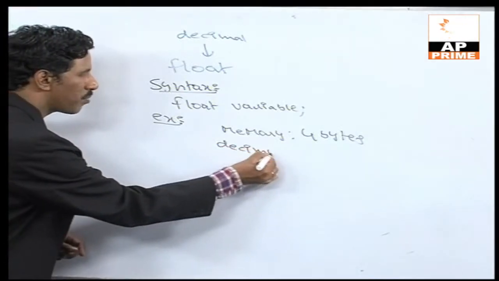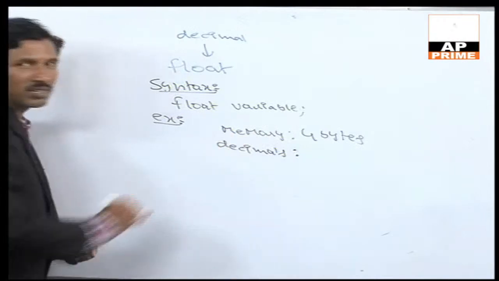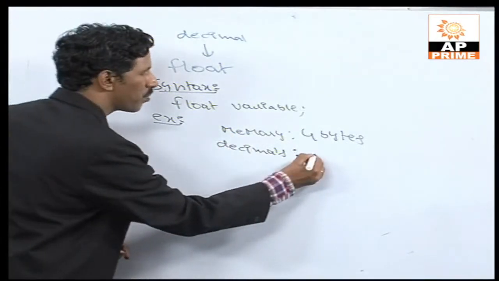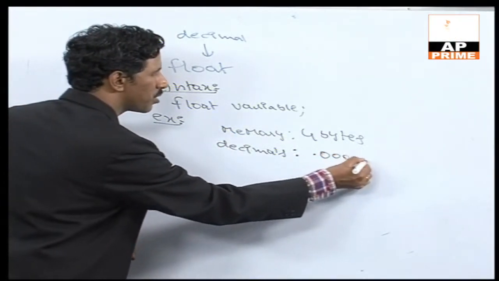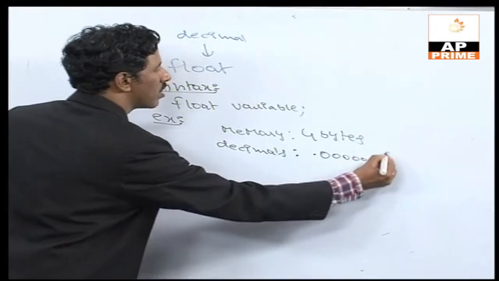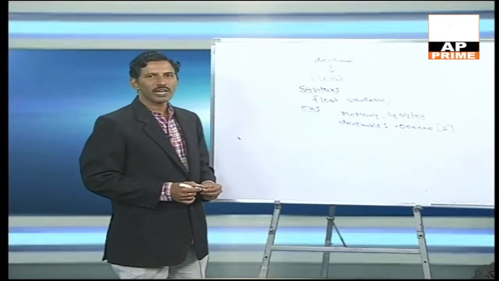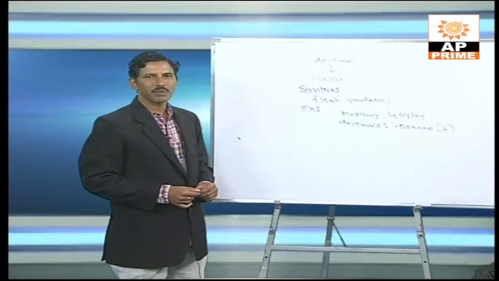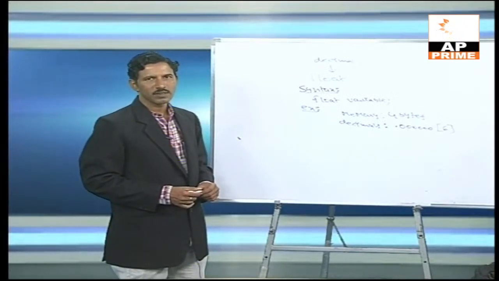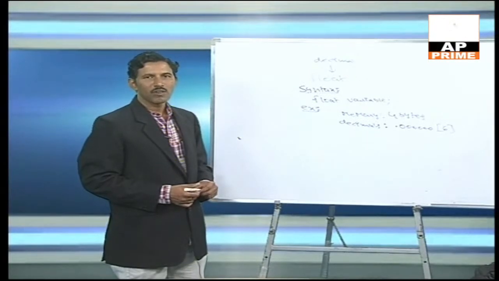And for every float data type, how many decimal points can be allowed? 0.000000, six zeros, 6 points allowed. Every float data type allows a maximum of 6 decimal points. 6 decimal points are allowed. The float data type occupies 4 bytes of memory.